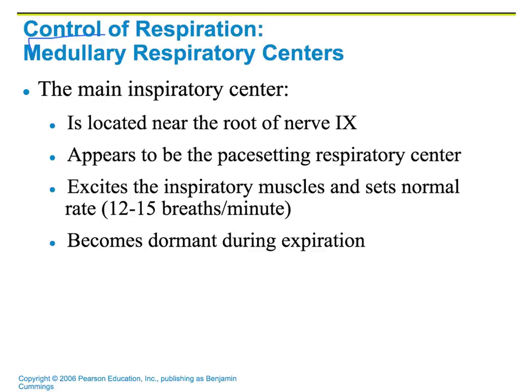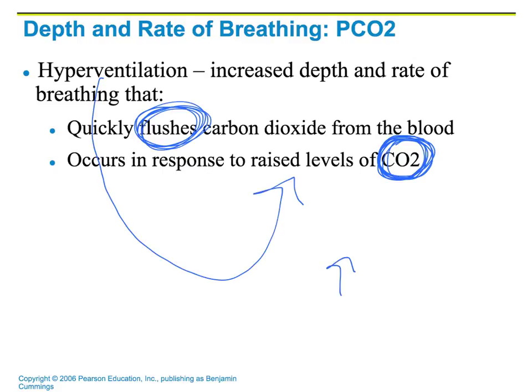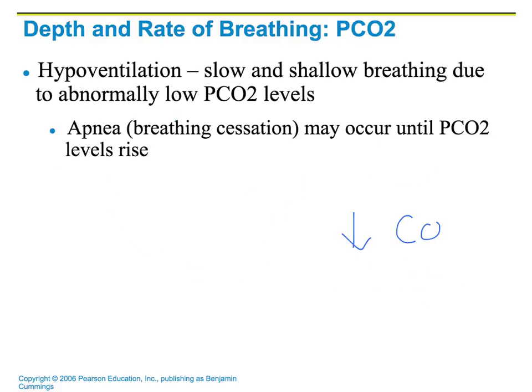Your breathing rate is controlled from your medulla and is about 12 to 18 breaths per minute. Changes in ventilation rate, hyperventilation or hypoventilation, are the result of too much or too little carbon dioxide in your blood. Hyperventilating flushes CO2 out of the blood, is what its primary purpose is. So if you have too much CO2, you're going to hyperventilate in response to that to get rid of it, to flush it out of your blood. Conversely, if your CO2 level is too low, you will hypoventilate to hold on to that CO2.